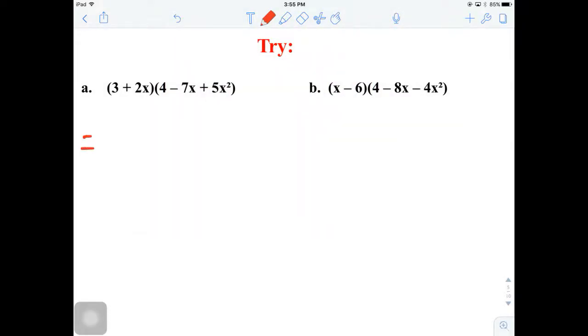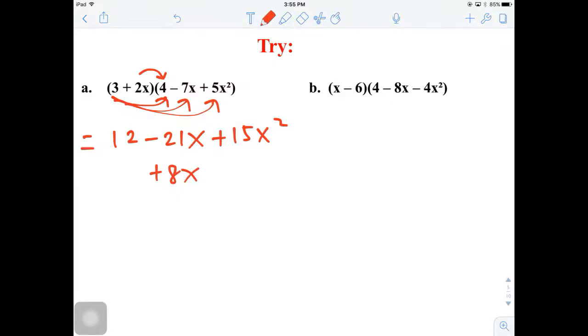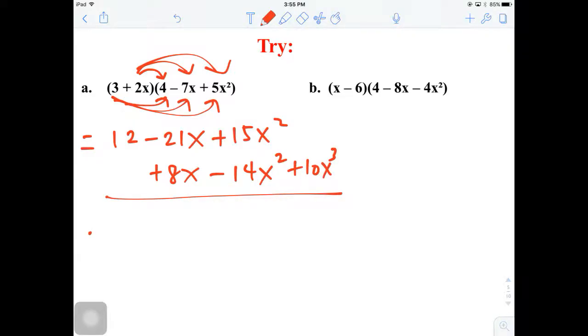So first, hopefully you've had a chance to try the problems, and I'm going to go ahead and work out the solutions. 3 times 4 is 12, minus 21x, and plus 15x squared. Next we have plus 8x, so put it underneath the like term. And then we have a minus 14x squared. And then finally a plus 10x to the third. Going to bring down the like terms, and we have 12 by itself minus 13x. And then we have a plus x squared and then plus 10x cubed.